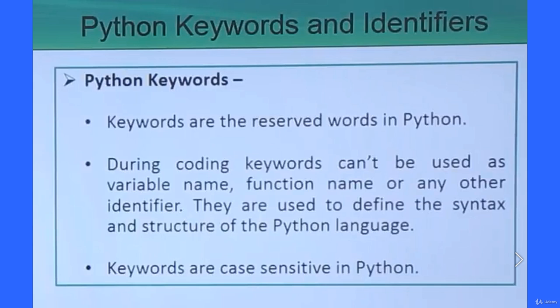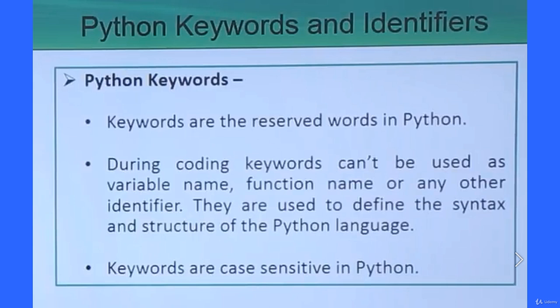During coding, keywords can't be used as a variable name, function name, or any other identifier. That means keywords are reserved for the keyword purpose only. They cannot be used as a variable name, identifier, function name, module name, and so on. That's why these keywords are reserved. They are used to define the syntax and the structure of the Python language.